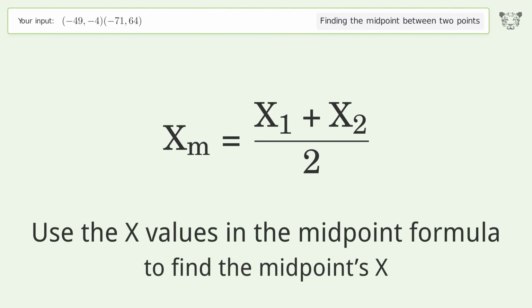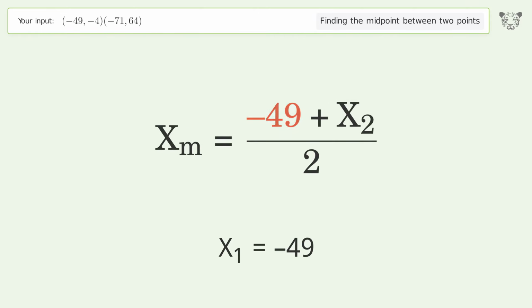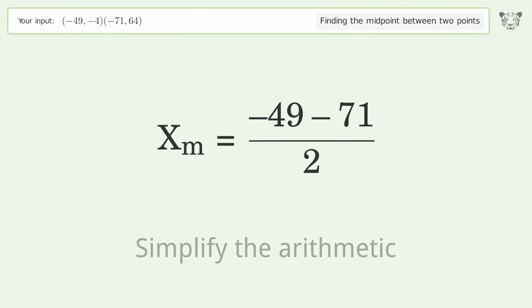Use the x values in the midpoint formula to find the midpoint's x. x1 equals negative 49. x2 equals negative 71. Simplify the arithmetic.